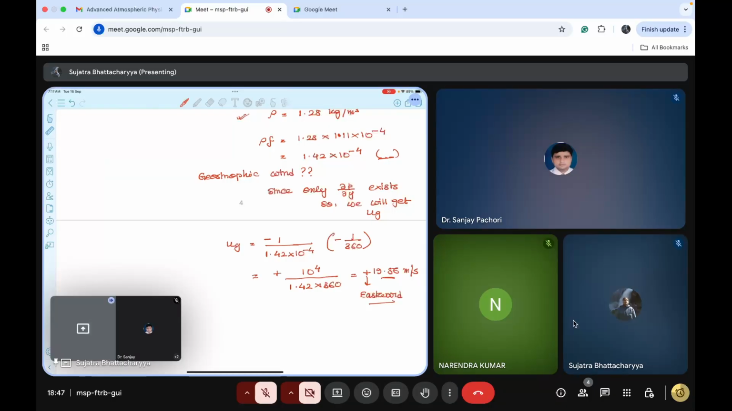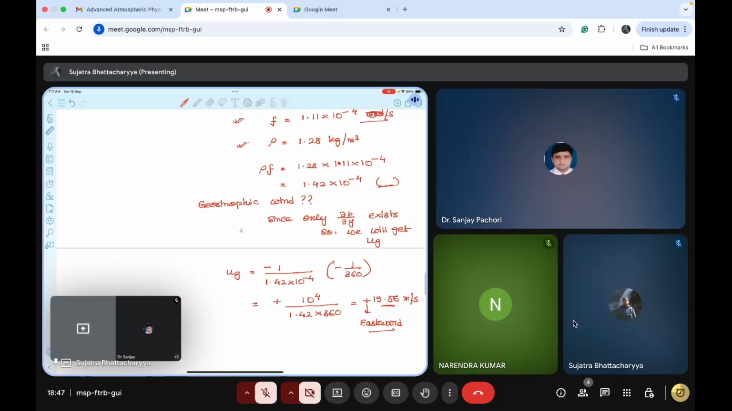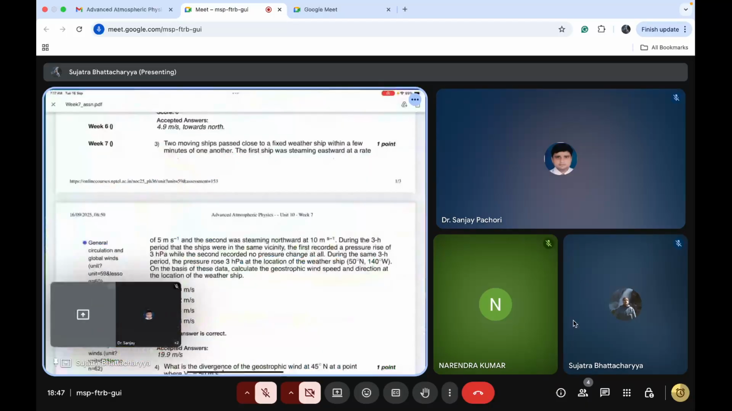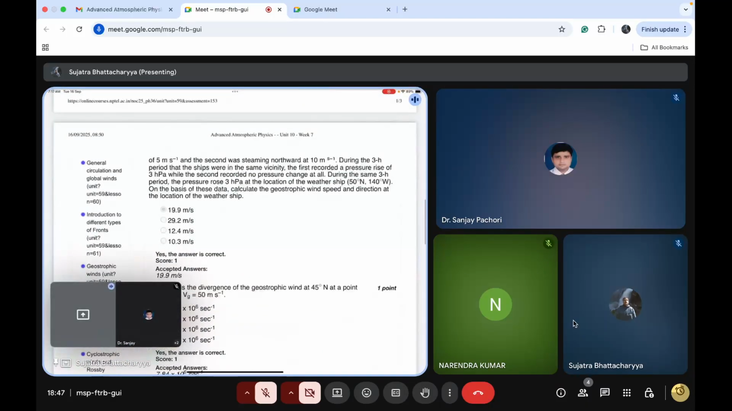So we'll get about 19.56 meter per second in the eastward direction. All right, so let's see the options. Yeah, 19.9 meter per second. Although they have asked for direction, it is not there in the options.